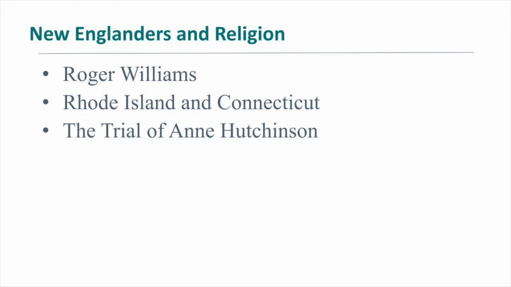So he and his followers founded Rhode Island, which became a beacon of religious freedom with no established church or religious qualifications for voting. Now, other religious dissenters went on to found the colonies of Hartford and New Haven. Eventually, in 1662, they became united to become the colony of Connecticut.